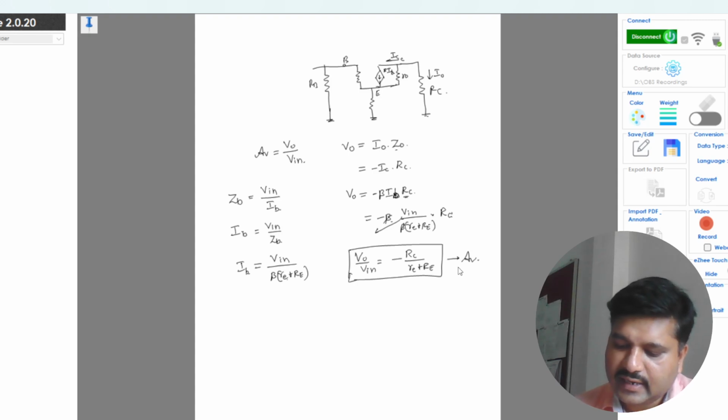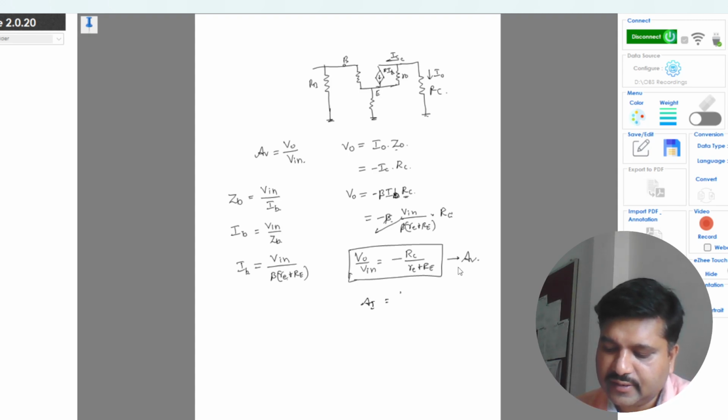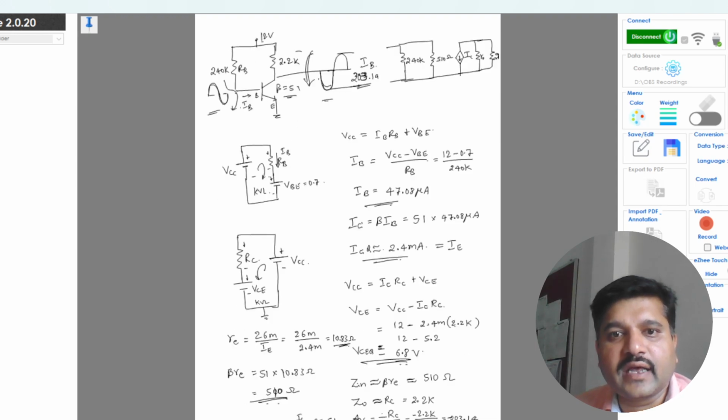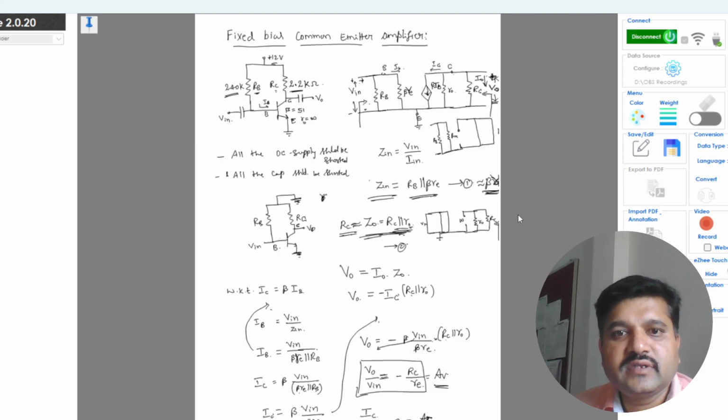Okay, and the current gain Ai is nothing but IC by IB, which is equal to beta. This itself will be your current gain. Now compared to the fixed bias that we discussed in the previous class, this is the fixed bias you see here. The input impedance was RB parallel with beta RE.